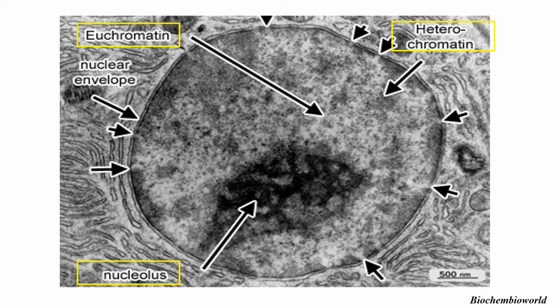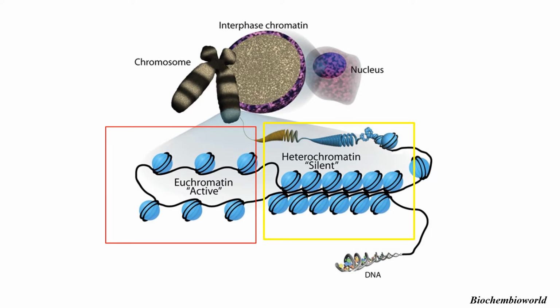This is a picture showing the differences in the staining of euchromatin and heterochromatin. If I stain a particular nucleus, this will be the result. There are two forms of chromatin. Euchromatin is the lightly stained part of the chromatin, whereas heterochromatin is the darkly stained one. This is a nucleolus and this is the nuclear envelope. We all know the nucleus has a double membrane, and this is the result of staining a particular nucleus.